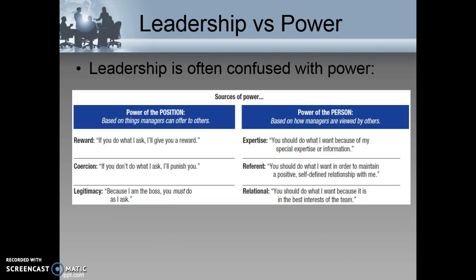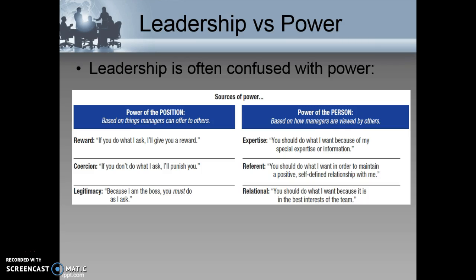The other thing we need to look at is that sometimes leadership can be confused with power. Anyone in a management position has power, but it's how they use that power that determines how successful they'll be as a leader. Now, there are two different sources of power that a leader can have. One is the power of the position, which is based on things that a manager can offer to others, and the other is the power of the person, which is based on how managers are viewed by others.